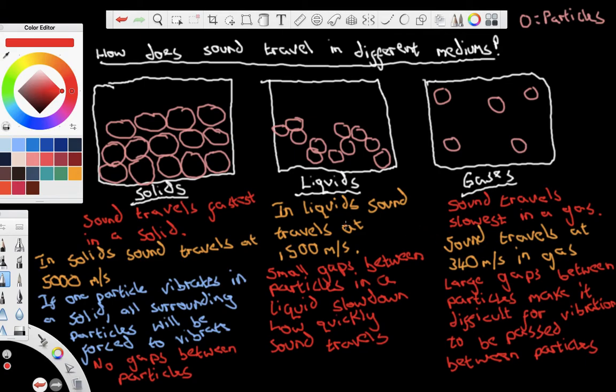In a liquid, sound travels at 1,500 meters per second. This is because there's small gaps between the particles, however they are still touching, so the vibrations can be passed along, albeit very slowly. In a gas, sound travels its slowest. It travels at 340 meters per second. This is because there's large gaps between the particles, so if this particle starts to vibrate, it won't really pass on the vibrations to this one or this one. It does eventually pass it on due to these rarefactions and these compressions, but it is much slower than in the other two mediums. Remember that these are all mediums: solids, liquids, and gases.